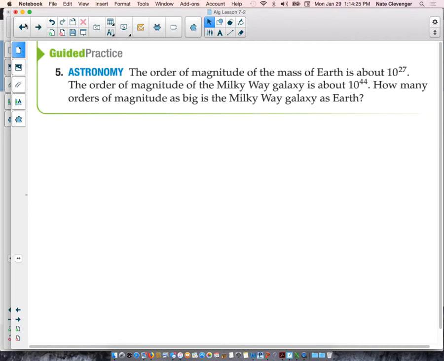So astronomy. Let's talk about Earth. Earth has a mass of about 10 to the 27th. The order of magnitude of the Milky Way is 10 to the 44th. How many orders of magnitude as big as the Milky Way galaxy is Earth? How much bigger, based on the orders of magnitude, is the Milky Way than the Earth? Can we subtract 13? No, not quite 13, maybe more. 17. Subtract your exponents. It would be 10 to the 17th, so that'd be 17 orders of magnitude.